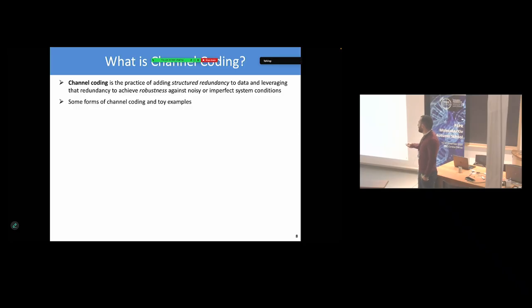Let's go over some forms of channel coding and some toy examples. Constraint coding, which we saw this morning, can also be viewed as some form of channel coding. Why? Because we're adding redundancy. As long as you're adding redundancy, it's channel coding. So let's say we want to encode this binary data into DNA to avoid homopolymers.